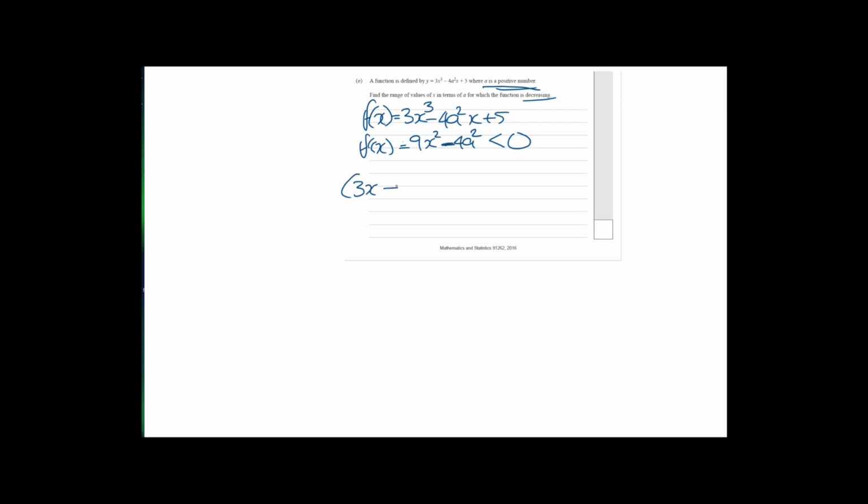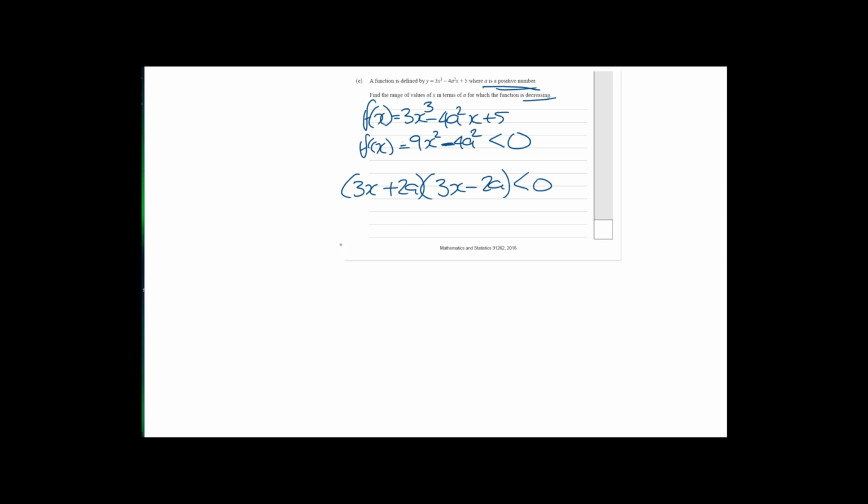3x plus 2a, 3x minus 2a. And it's going to help us because one of them is always going to be positive and one of them is always going to be negative if they're both less than 0 and a is positive.